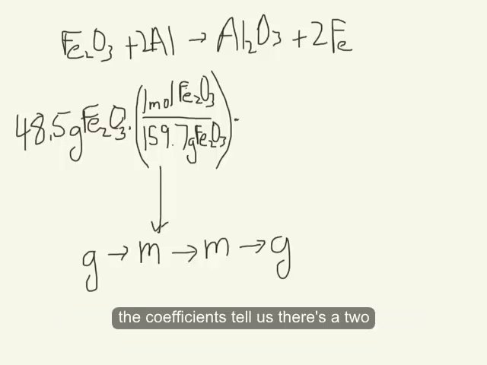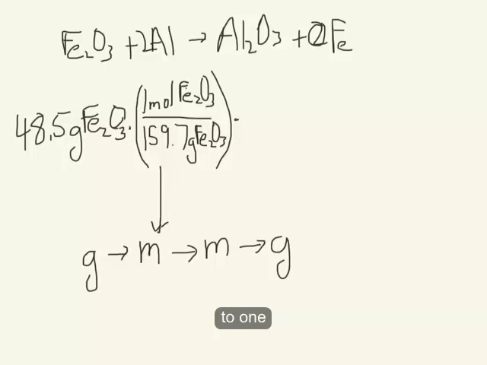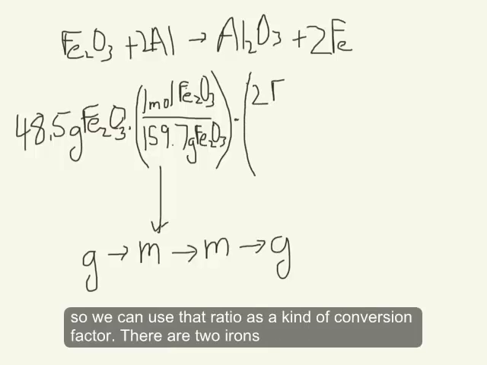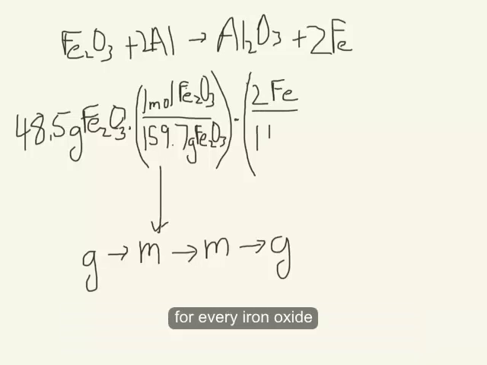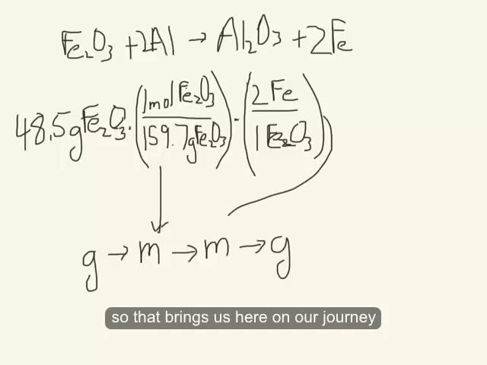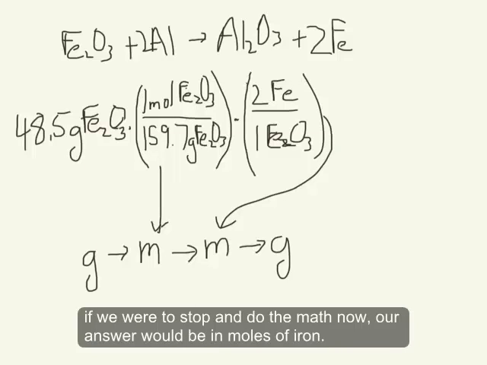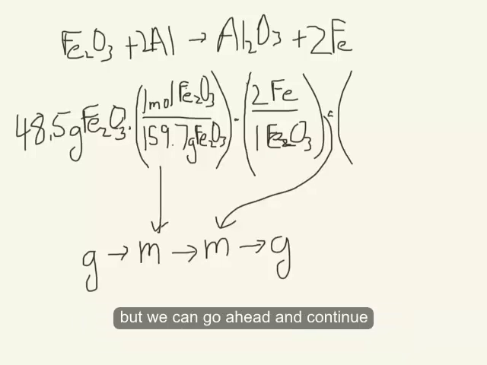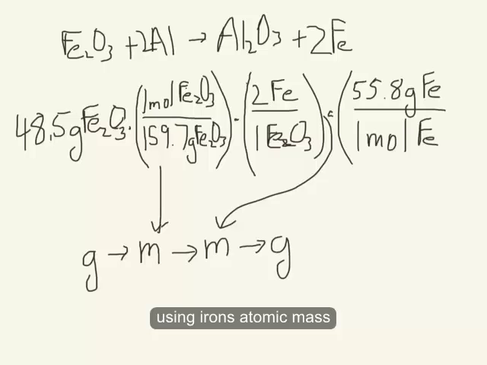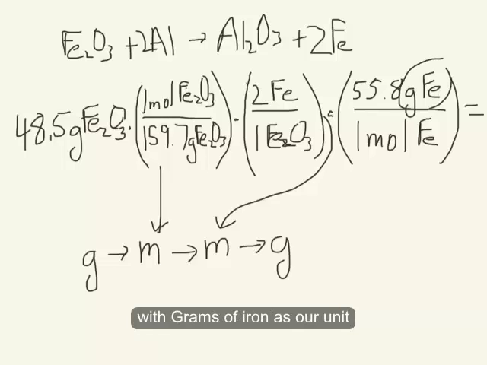The coefficients tell us that there's a 2:1 iron to iron oxide ratio. So we can use that ratio as a kind of conversion factor. There's 2 irons for every iron oxide. So that brings us here on our journey. So if we were to stop and do the math now, our answer would be in moles of iron. But we can go ahead and continue and convert to grams of iron using iron's atomic mass. And that should leave us with grams of iron as our unit.